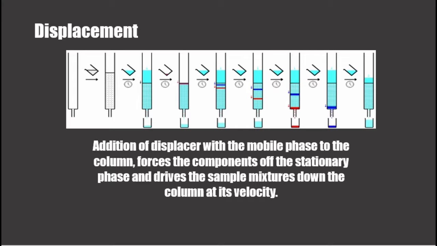In the displacement mode of chromatography, a small volume of feed is applied to the column, followed by a displacer, which has a higher affinity for the stationary phase than the sample components. This displacer forces the components off the stationary phase and drives the sample mixture down the column at its velocity. An example of displacement mode is affinity chromatography.